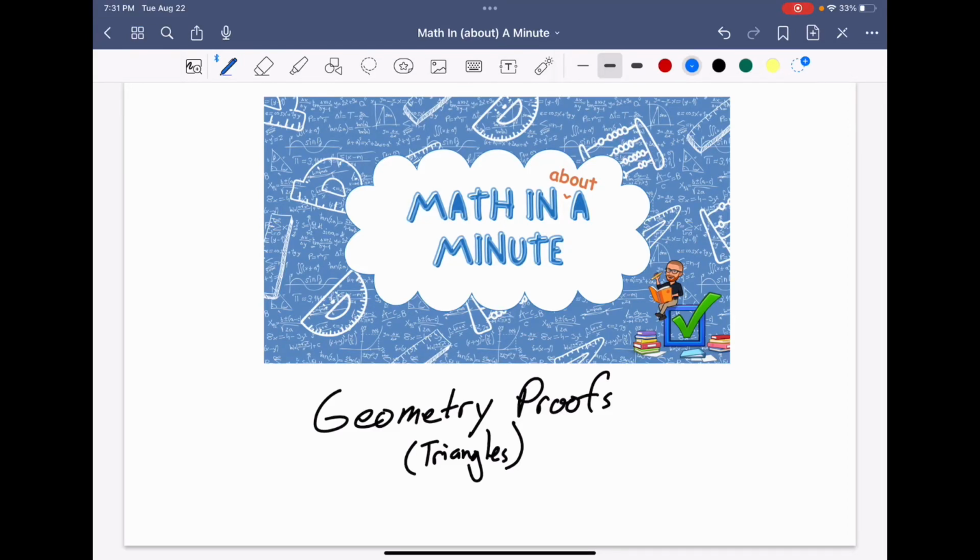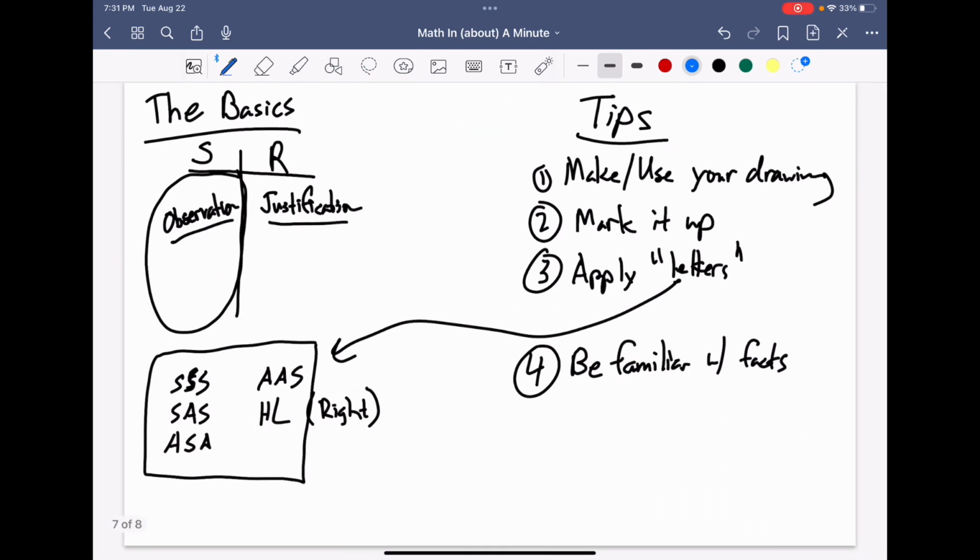We're going to be focusing on geometry proofs, specifically triangles. Now I have a longer, more detailed video going over some of the proof process, but the goal of this one is simply to do a proof and then walk through it, and maybe you can pick up by example.